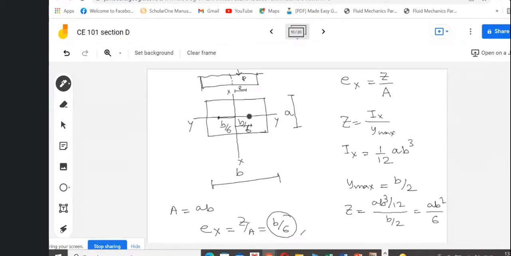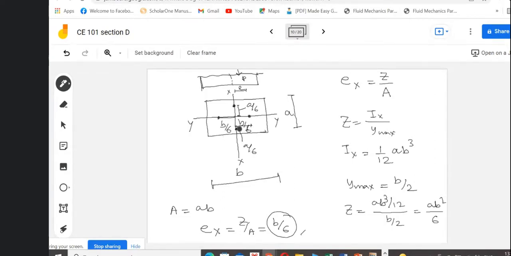Now if the load is acting eccentrically along this x-axis, say here it is acting, or say here it is acting. So what will be the distance here then for this case? A by 6. Good, A by 6, and this portion will be A by 6.